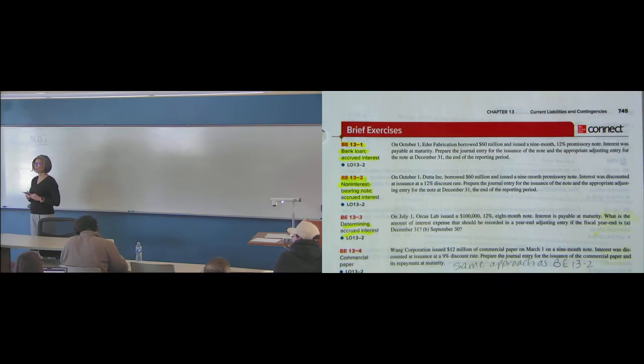All right, so I'm going to take it a step further, and we're going to actually do the repayment of the note too. And this is a brief exercise. I know they're supposed to be brief, but why leave us hanging? We need to see the whole entire transaction to understand what's going on, right?